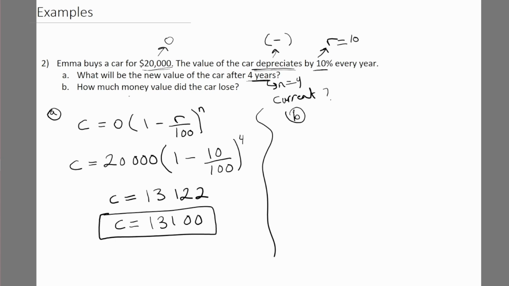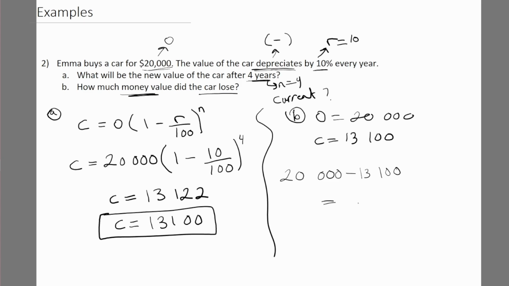Okay, part B. So how much money value did the car lose? Again, we know that the original value of the car is 20,000 and the current value is 13,100. To find how much value the car lost, we subtract those two numbers. So 20,000 minus 13,100, and this gives you 6,900.